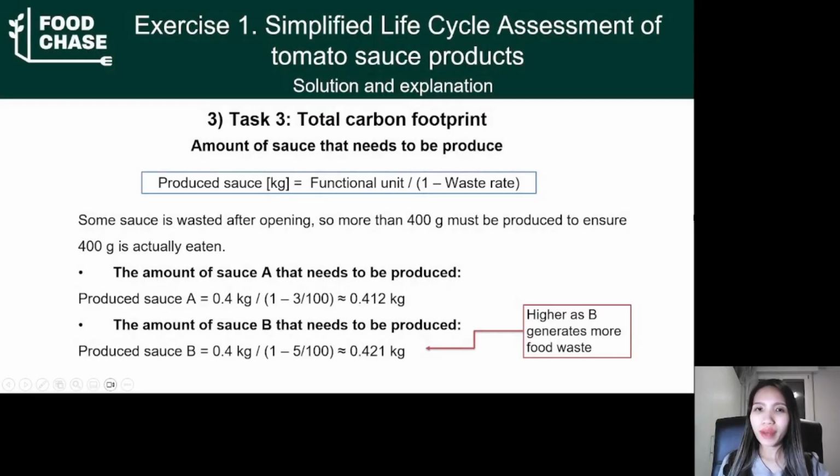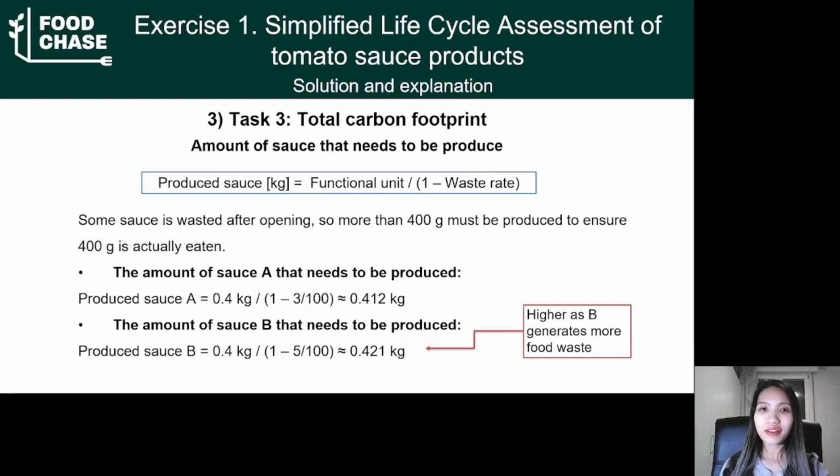For the third task, we have to calculate the total carbon footprint. In this task, we will have to carry out some calculations. Firstly, we calculate the amount of starch that needs to be produced. Product A generates 3% of waste, while product B generates 5% of waste. So only 97% of product A is actually consumed, while in the case of product B, only 95%. Since some waste is wasted after opening, more than 400 grams must be produced to ensure that 400 grams is actually eaten.